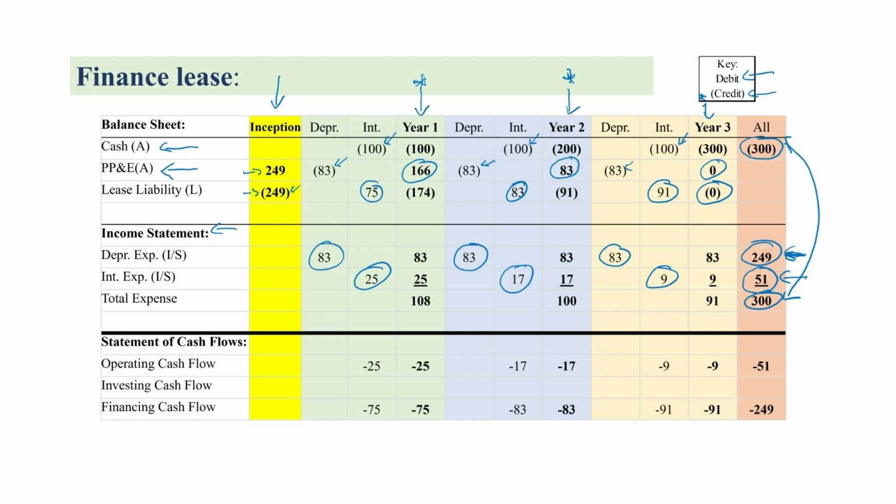Finally, the cash flow presentation. The interest expense portion of the cash payment each year goes into the operating section of the cash flow statement. And the remainder, which is the cash payment minus interest expense, is a financing cash outflow. And that is repeated in year 2 and year 3. But if you sum up the total cash flows together, the total cash outflows were $300, okay? So that's just an overview of accounting for a finance lease.